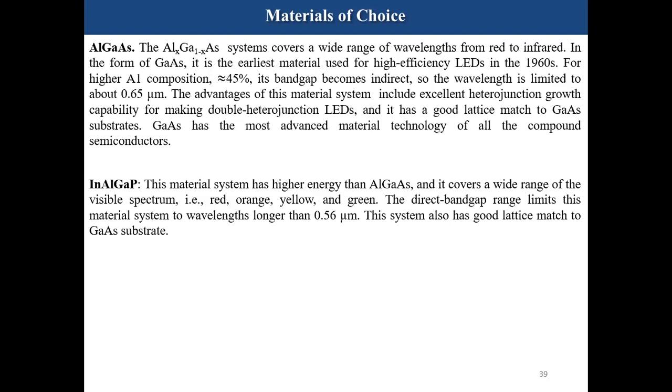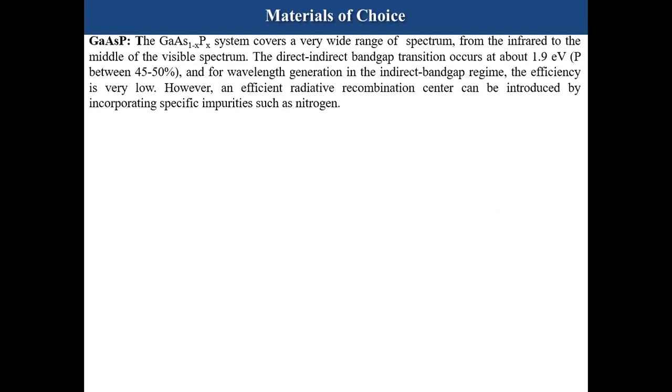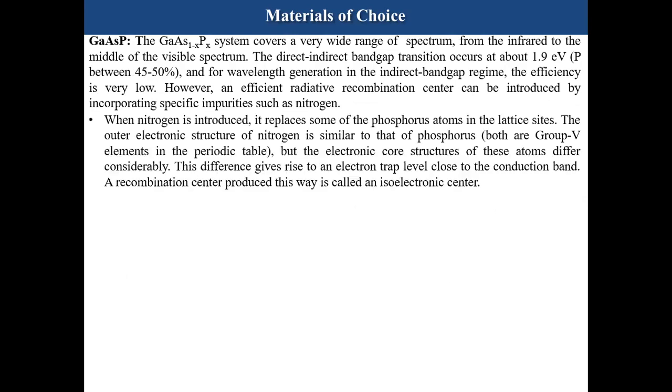So in the case of aluminum gallium arsenide, which started from 1960, they actually give out a range from red to infrared. Indium aluminum gallium phosphide covers red, orange, yellow, and green. Indium gallium nitride does have many other advantages, and it also covers green, blue, and violet. Gallium arsenide phosphide can cover from infrared to the middle of the visible spectrum.